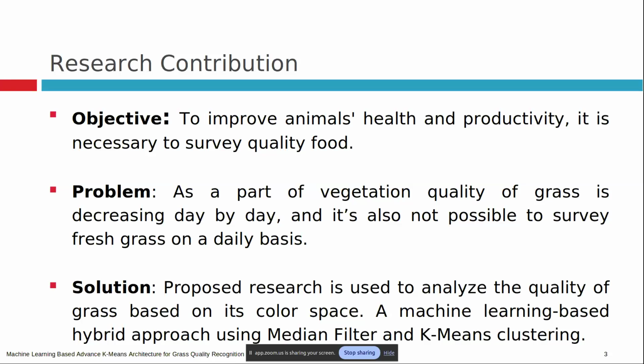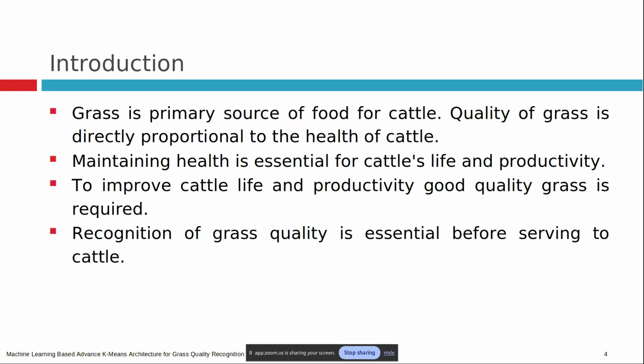So me and my research scholar took that opportunity. Based on the k-means algorithm, we identify the grass quality, whether it's fresh or not, implementing different kinds of filters. That is our purpose for the entire research.